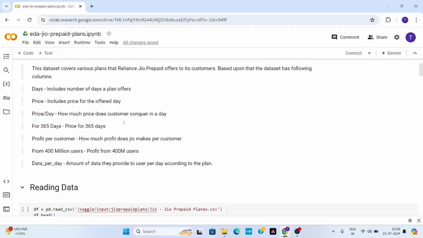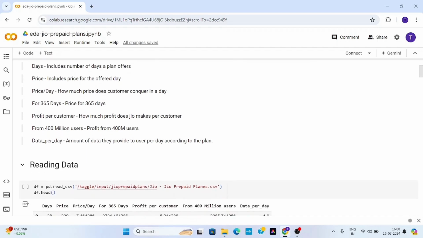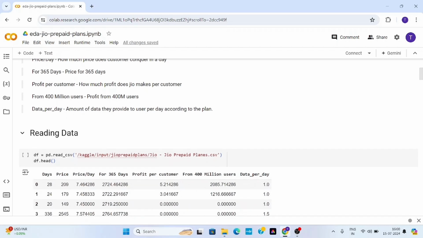You can also see here days, which means days offered by Jio, which includes various plan offers, and price. It also includes the price per day, which means how much price the user pays for a day, and for 365, it's the price for 365 days. And profit per customer is how much profit the company is getting from a customer, and from 400 million users, how much profit they are getting. And data per day means how much data the Jio company is providing to us.